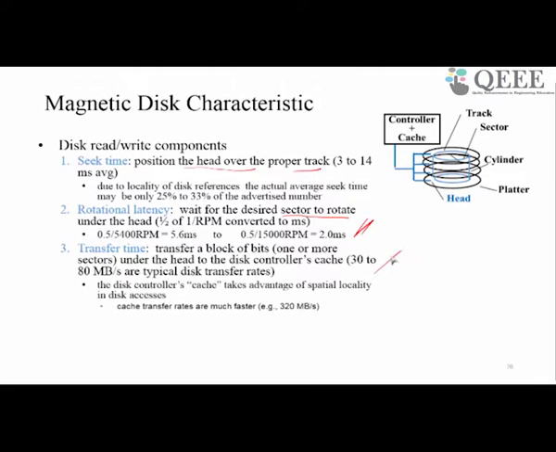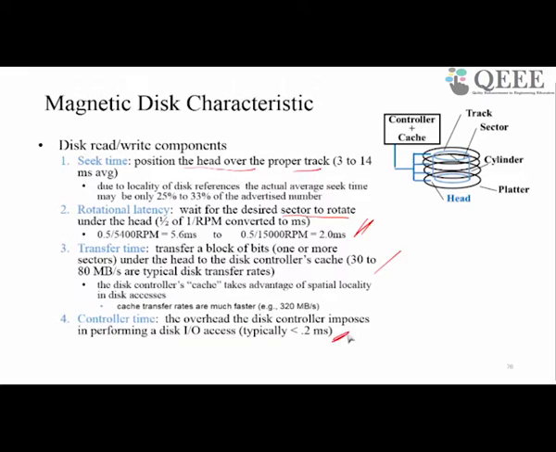Then the transfer time, the time to transfer a block, which can be in units of 1K or 2K and so on. We may transfer a number of blocks using this. And then the controller timing, the overhead involved in the disk controller, is also to be accounted for.